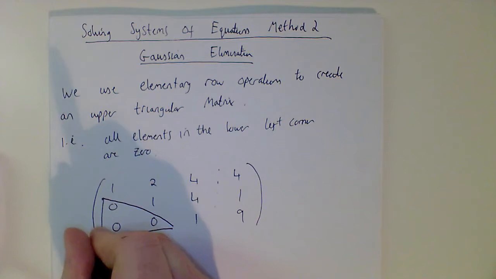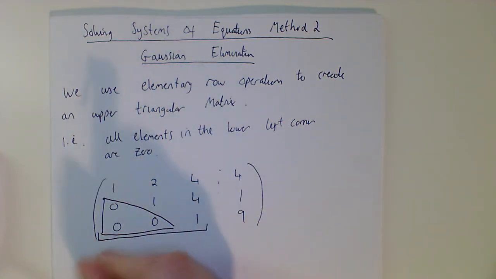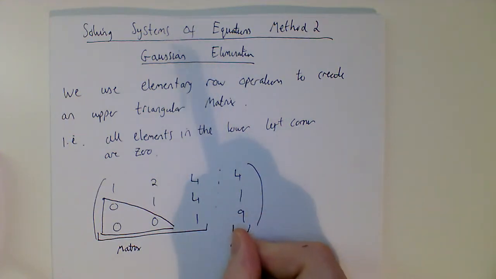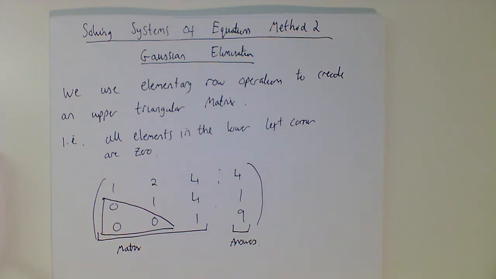Right, so this here is your matrix, and this here is your column matrix of answers. Right, in Gaussian elimination, we just write it a slightly different way to what we did when we were using normal matrices, but we'll see it's the same thing.